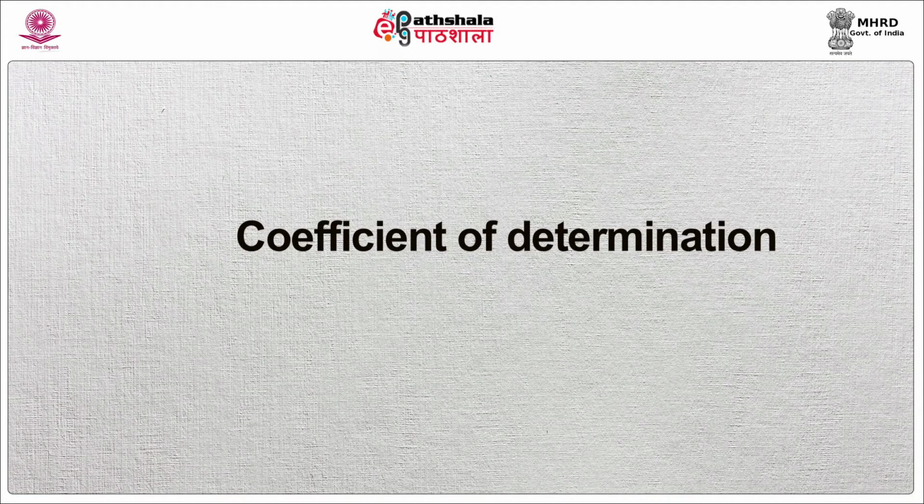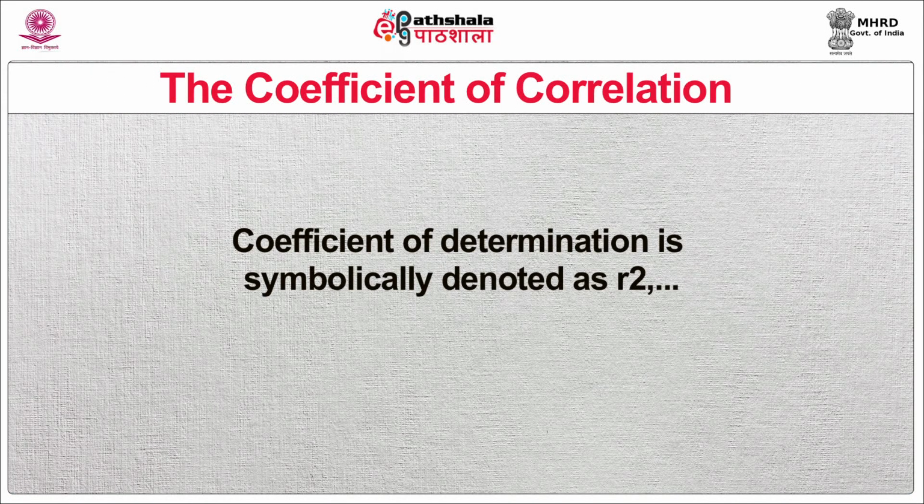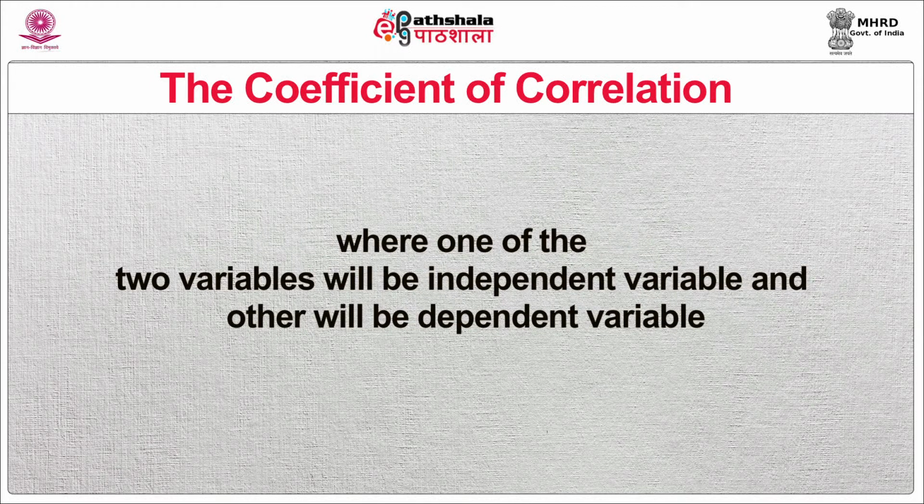Next, the coefficient of determination. Statisticians have developed two different measures for describing the correlation between two variables. These are called the coefficient of determination and the coefficient of correlation. The coefficient of correlation has already been discussed, and the coefficient of determination is presented now. The coefficient of determination is symbolically denoted as r square. It is a measure of the degree of linear association between the two variables, namely x and y, where one of the two variables will be the independent variable and the other the dependent variable.